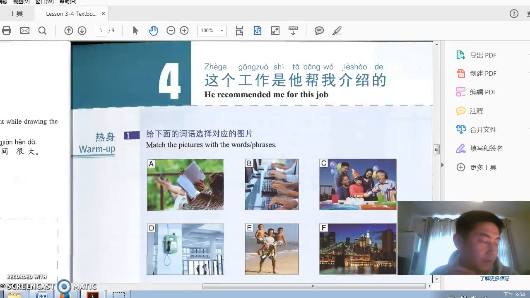Okay, now if you have about 15 minutes, let's take a look at lesson 4. The title of this lesson 4 is 这个工作是他帮我介绍的. And this is the sentence that captures the most important grammar points of this lesson.